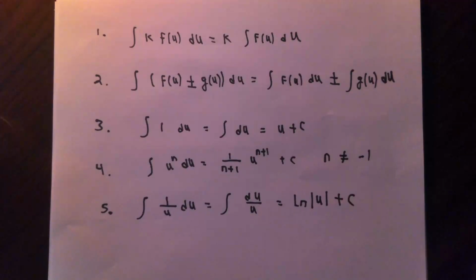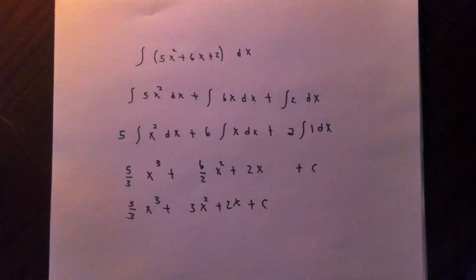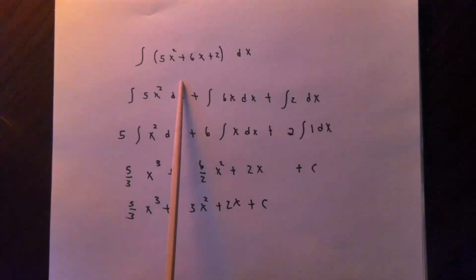We already have enough information here to allow us to integrate any polynomial. Ordinarily, we don't write in all of the details, but I want to do that in this case for emphasis. The name of the variable in this problem is literally x. I'd like to find an antiderivative of 5x squared plus 6x plus 2.